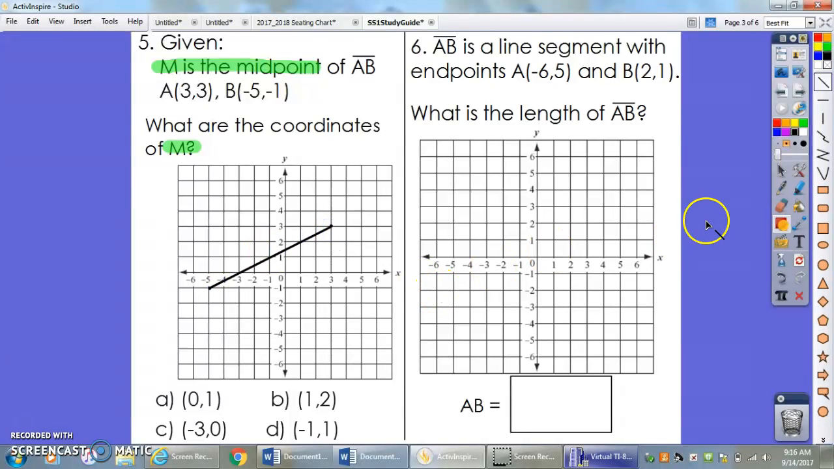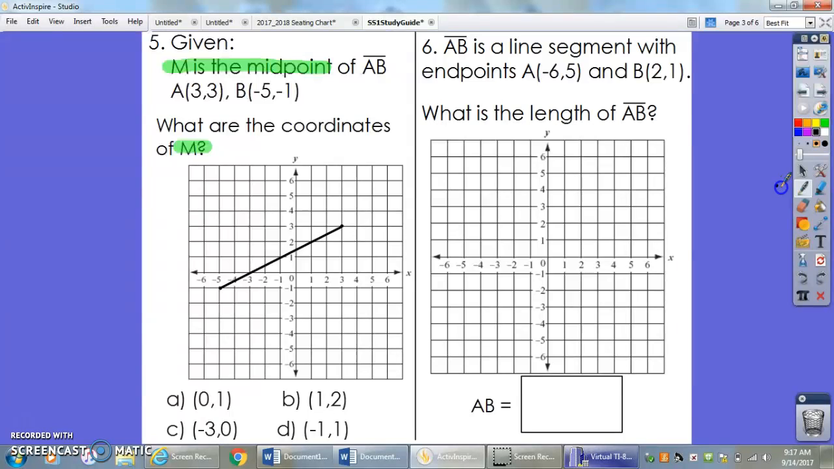Okay, and our goal is to find the midpoint, the point in between. So I'm going to go ahead and count my vertical distance. 1, 2, 3, 4. So that goes up 4. And then we're going to count our horizontal distance. It goes 1, 2, 3, 4, 5, 6, 7, 8. All right, 8. So since the midpoint is halfway, I'm going to divide these by 2. So 4 divided by 2 is 2, and 8 divided by 2 is 4.